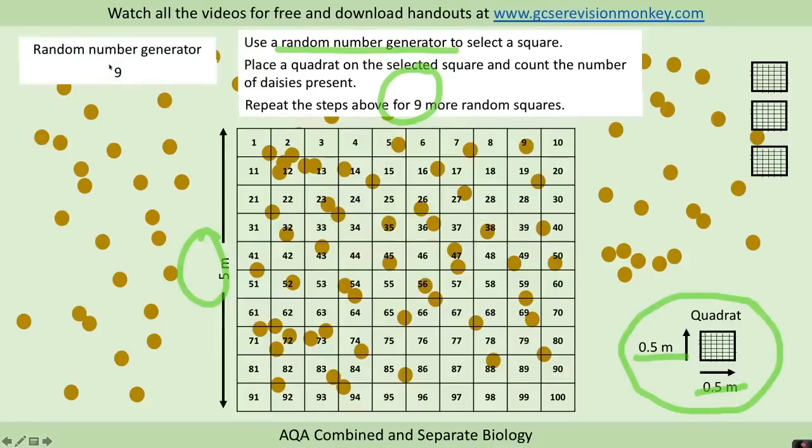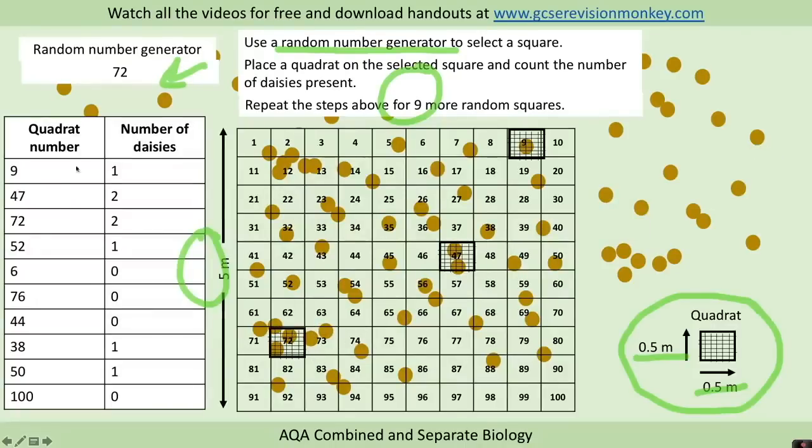So let's say our random number generator picked us out the number 9. What we do is we take our quadrat and we place that on square 9 and we count the number of daisies present. We would then repeat that for another square. For example, if our random number generator there picked us up 47, we'd place our quadrat on 47, count the number of daisies present, and again, for example, 72, again counting the number of daisies present. Now we'd repeat that for around 10 squares.